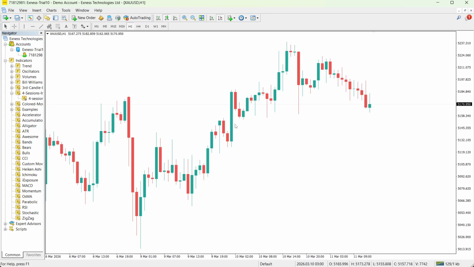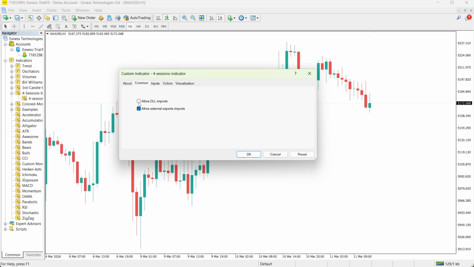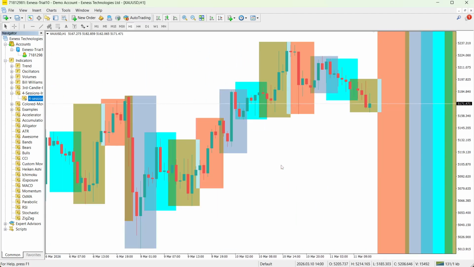At this point, I'm going to load the indicator on the chart so you can see how it looks in real time. Remember to allow DLL imports, and just like that we have it installed.